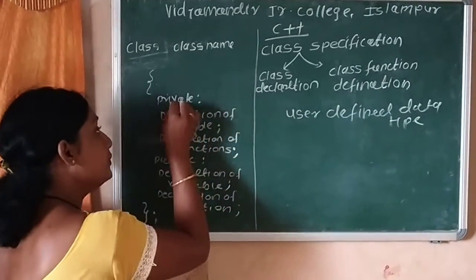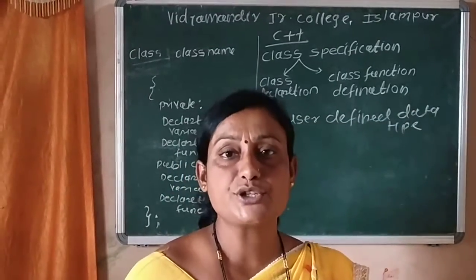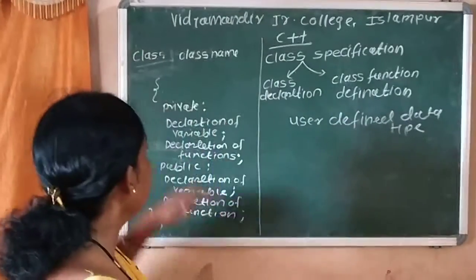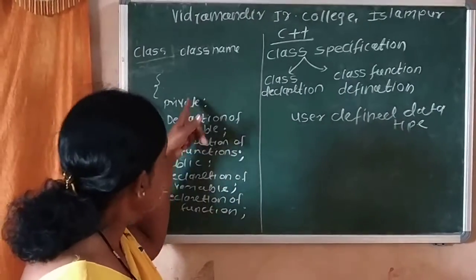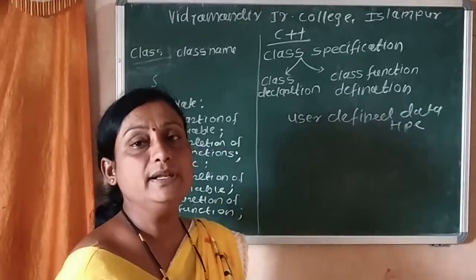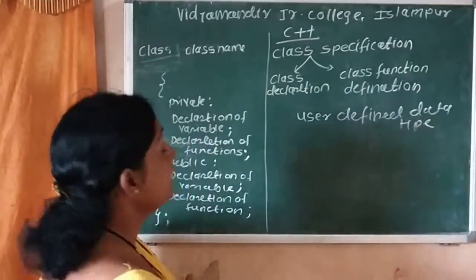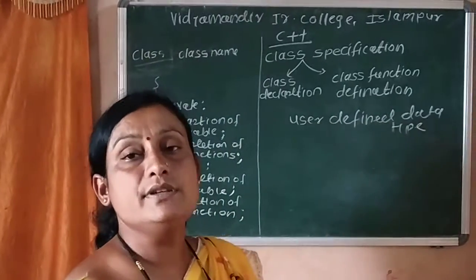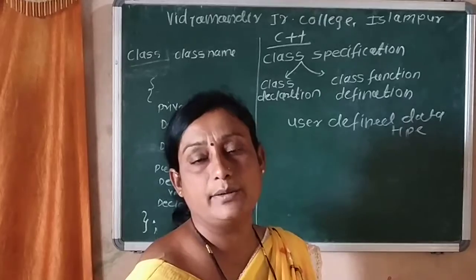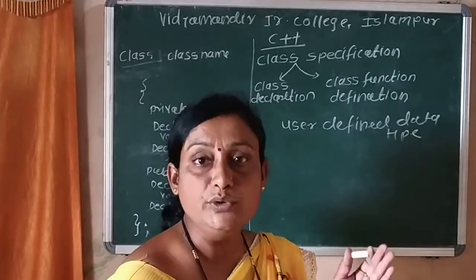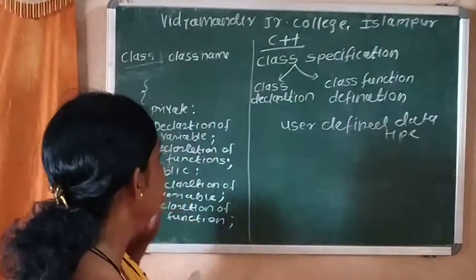What is the use of private and public? The data members and member functions of a class are declared in a private section as well as a public section. It declares the visibility mode of that variable as well as the function. What is the visibility mode? The visibility mode is nothing but the limitation of the area in which the variable as well as the function can be used. That is a visibility mode.